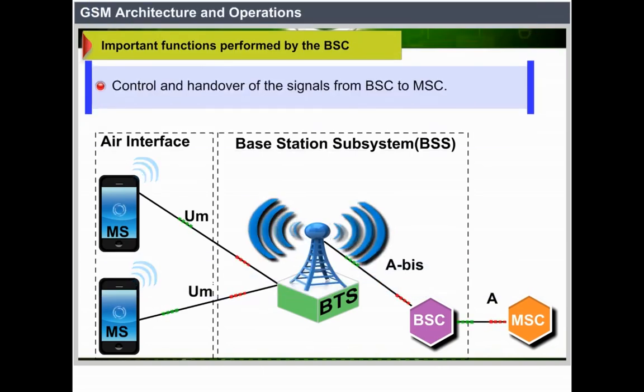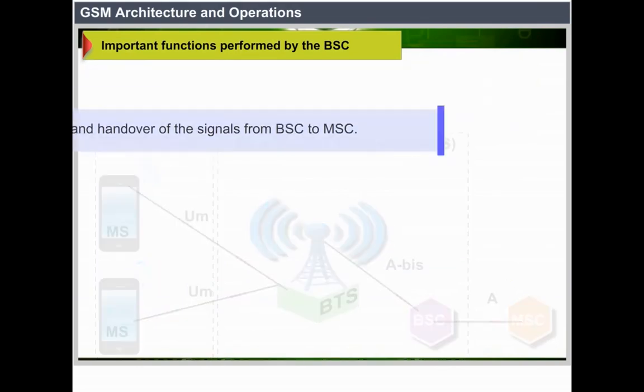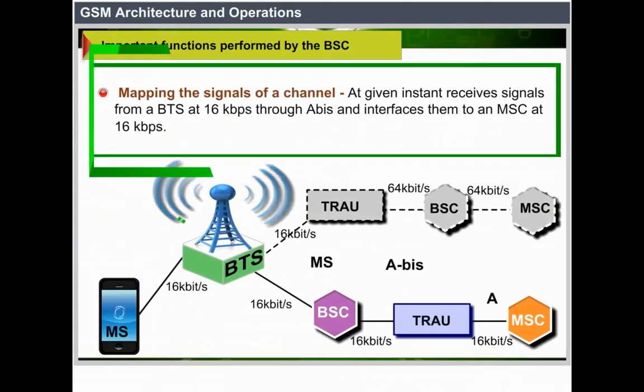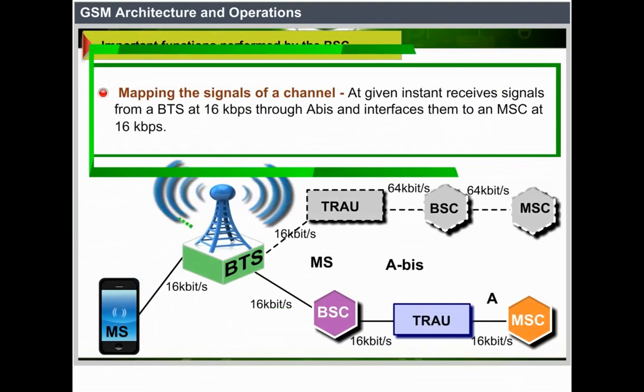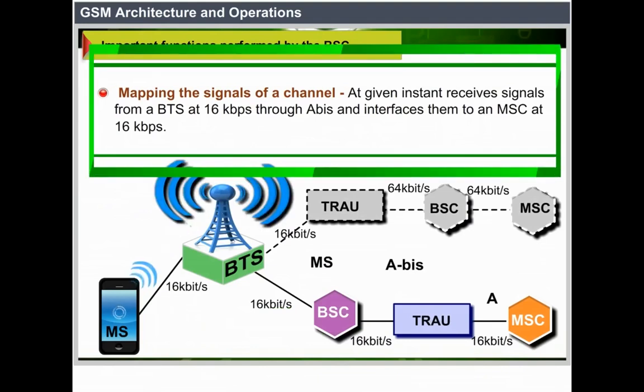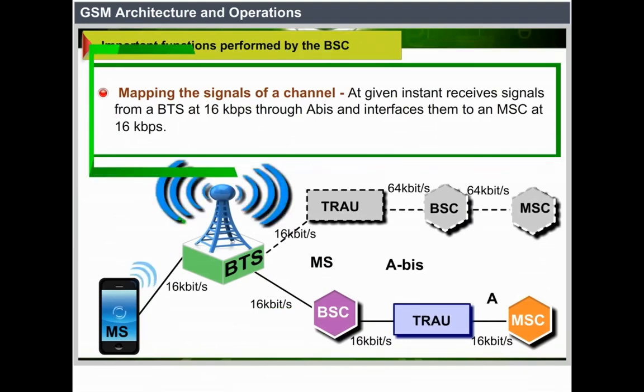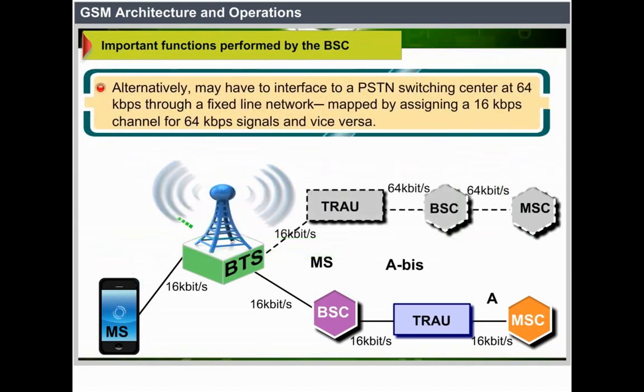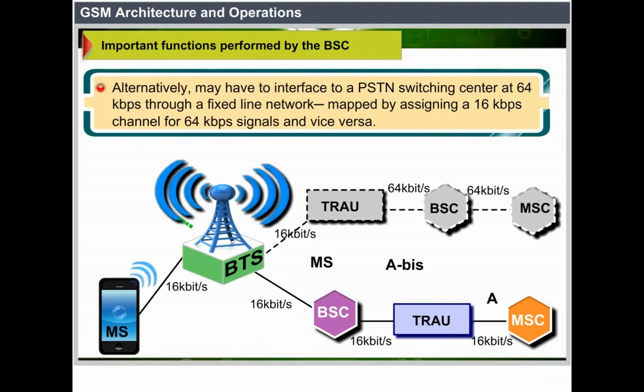Control and handover of the signals from BSE to MSE, mapping the signals of a channel at a given instant. Receive signal from a BTS at 16 kbps through ABs and interface them to an MSE at 16 kbps. Alternatively, it may have to interface to a PSTN switching center at 64 kbps through a fixed line network, mapped by assigning a 16 kbps channel for 64 kbps signals and vice versa.